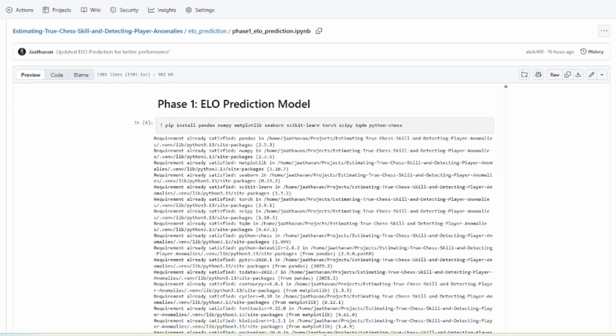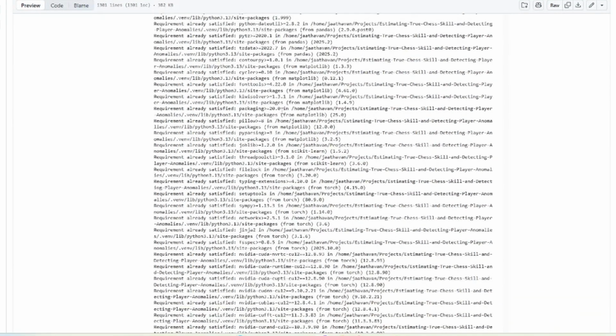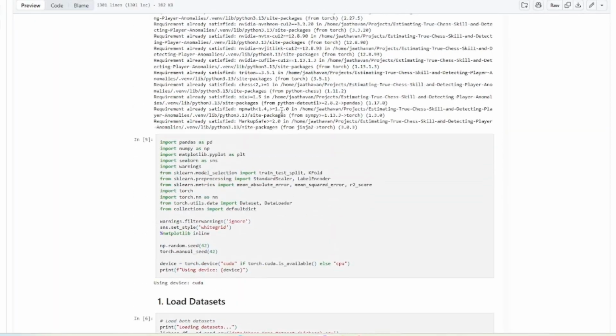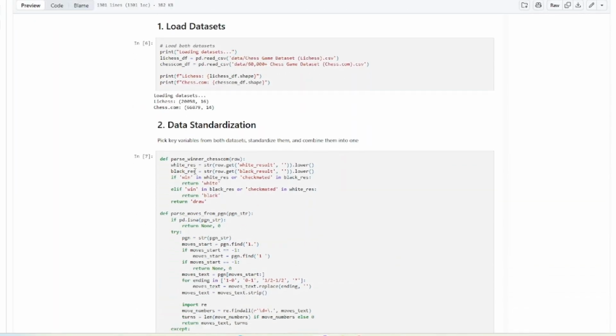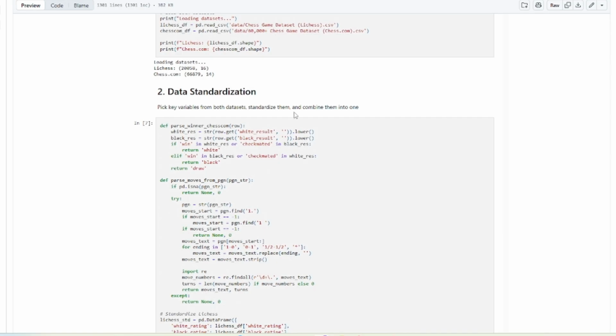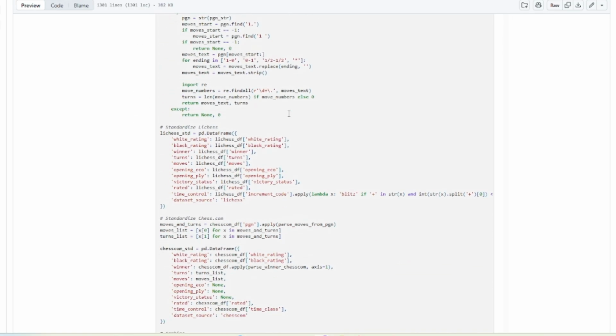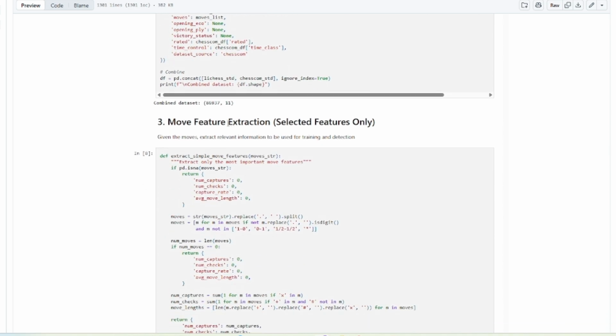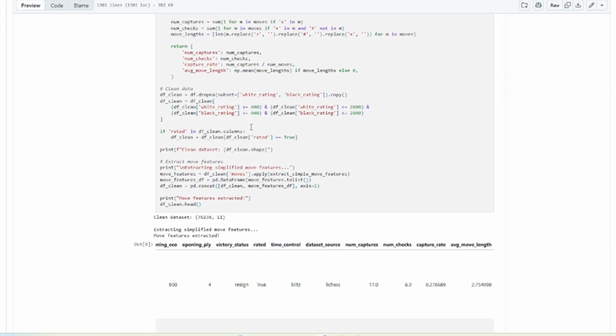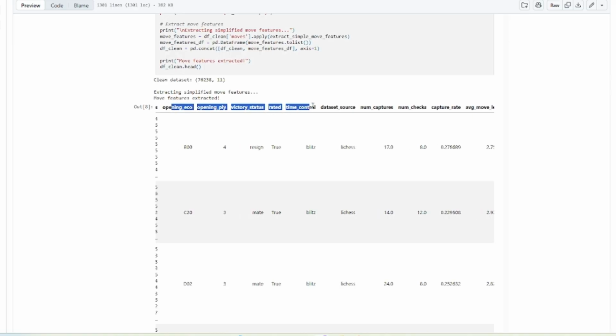This is our ELO prediction model for phase 1. For phase 1, we used approximately 60,000 chess games, and we pre-processed the data by keeping the columns that are most important. If I scroll down, we first load the datasets. We do some data standardization, so we pick the key variables from both datasets and then standardize them. Then we do some move feature extraction: given the moves, we extract the relevant information. This is how we keep the key columns we need, and here are some of the key columns.